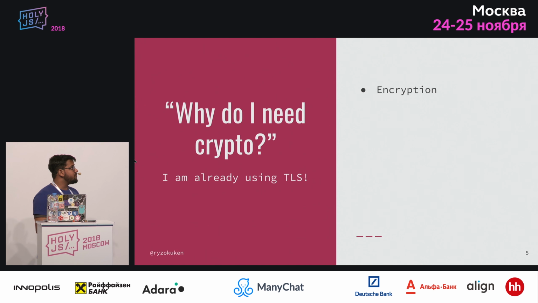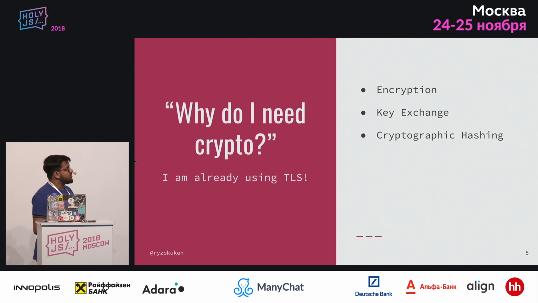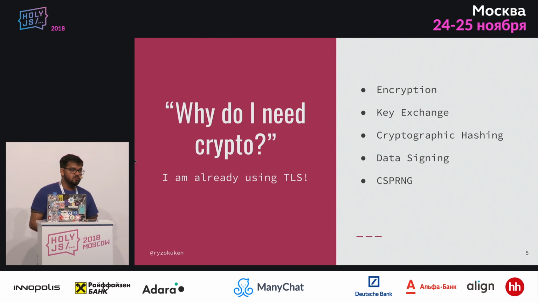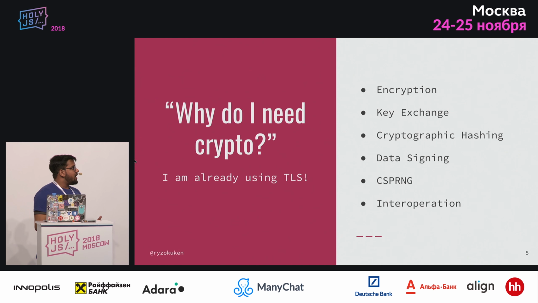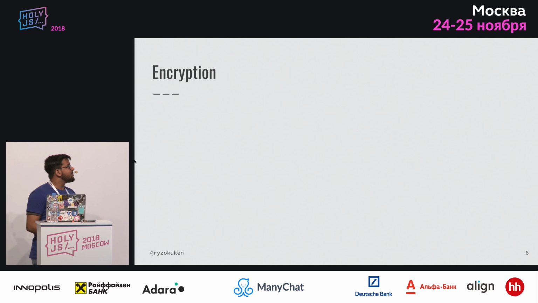For example, encryption is one of those. Then there's key exchange, so exchanging public keys. There's cryptographic hashing that's used quite a bit. There's data signing to sign and verify data. There's pseudo-random number generation. That's also done quite a bit in front-end JavaScript as well. And there's interoperation with different crypto systems. So we'll discuss all of these, don't worry.